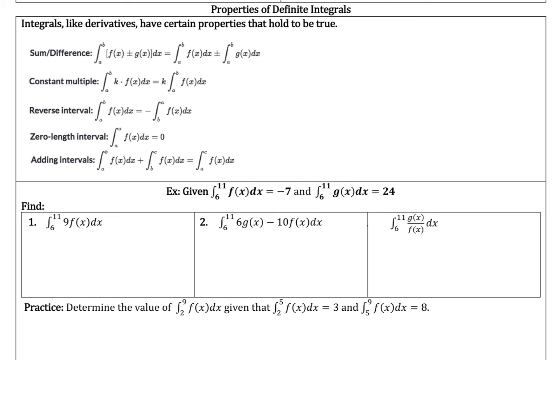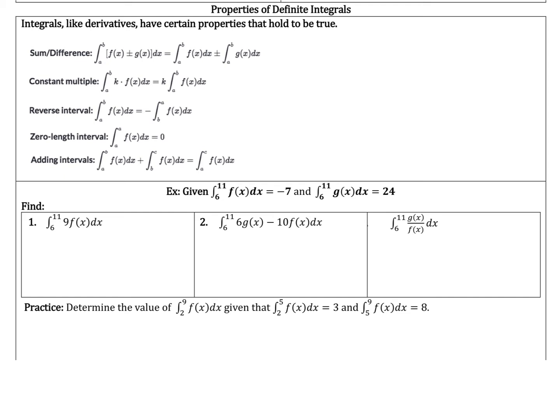But instead of actually evaluating over a particular function, which we haven't really talked about how to do yet, we're going to be given some information, and then our goal is to use those different properties to manipulate what we have so that we can evaluate what we're being asked to evaluate.